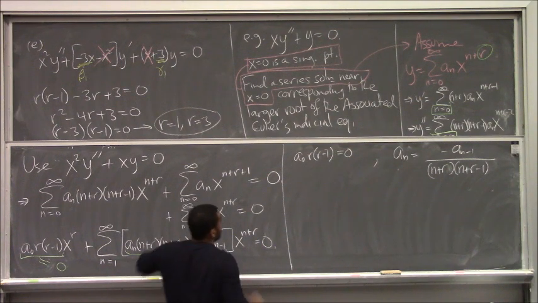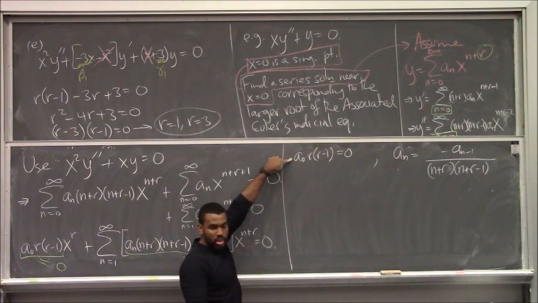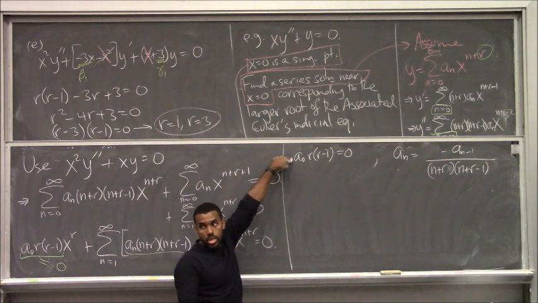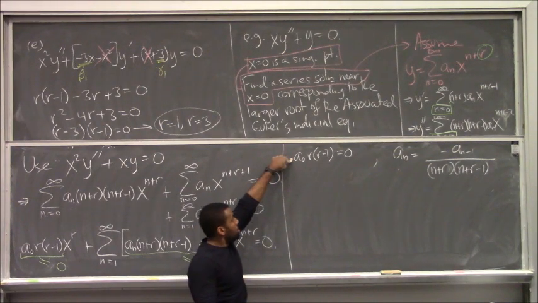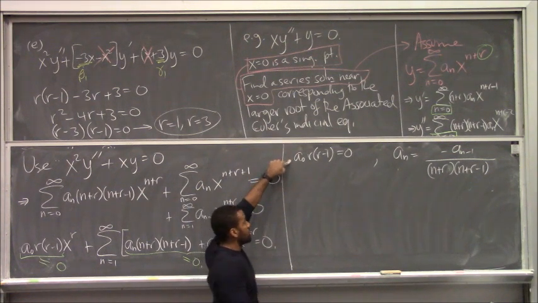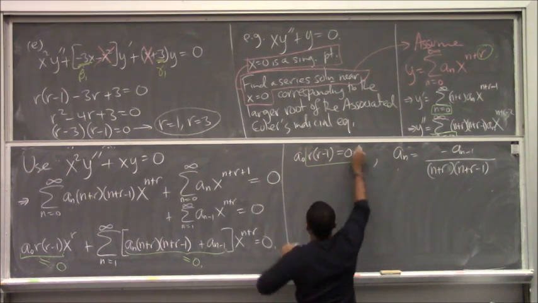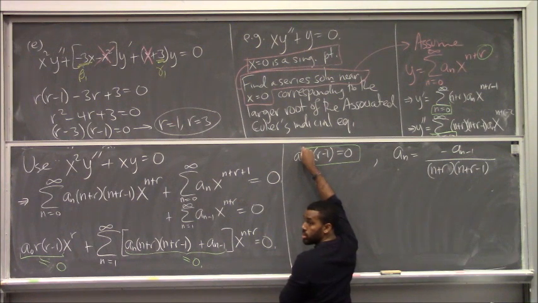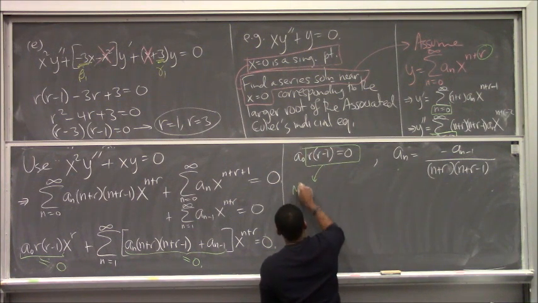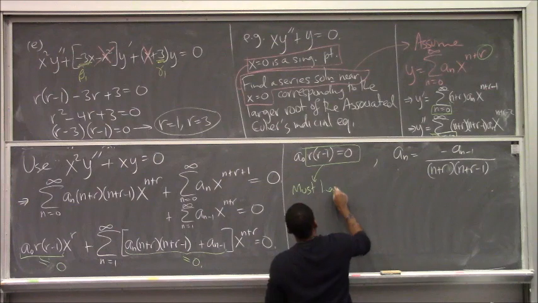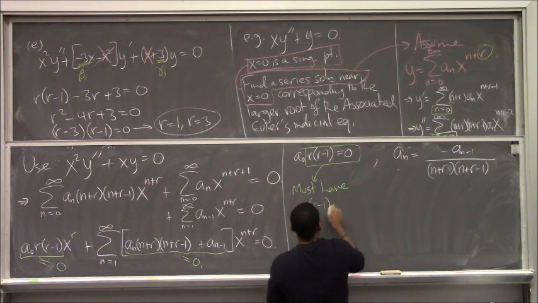But hold on, here. So a0 is what? We have no control over that, right? That's going to be the initial condition. So if this should be 0, what's going to happen? This part has to be 0, right? Oh, that's based off of what our singular point was? Must have r times r minus 1 equals 0.